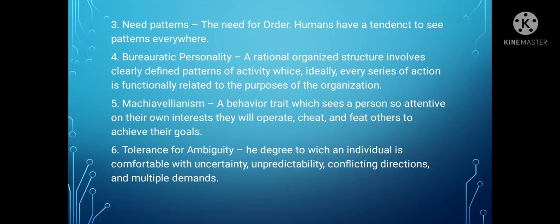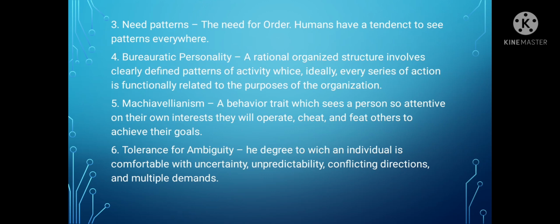Number six is tolerance for ambiguity, the degree to which an individual is comfortable with uncertainty, unpredictability, conflicting directions, and multiple demands. So in this case, this is how to operate effectively in an uncertain environment.